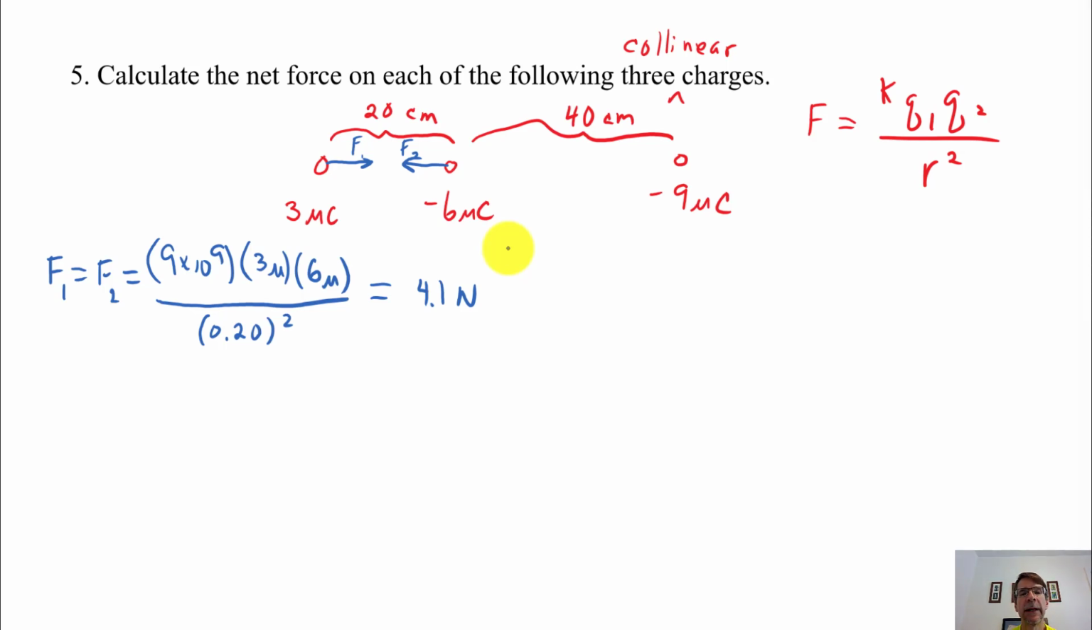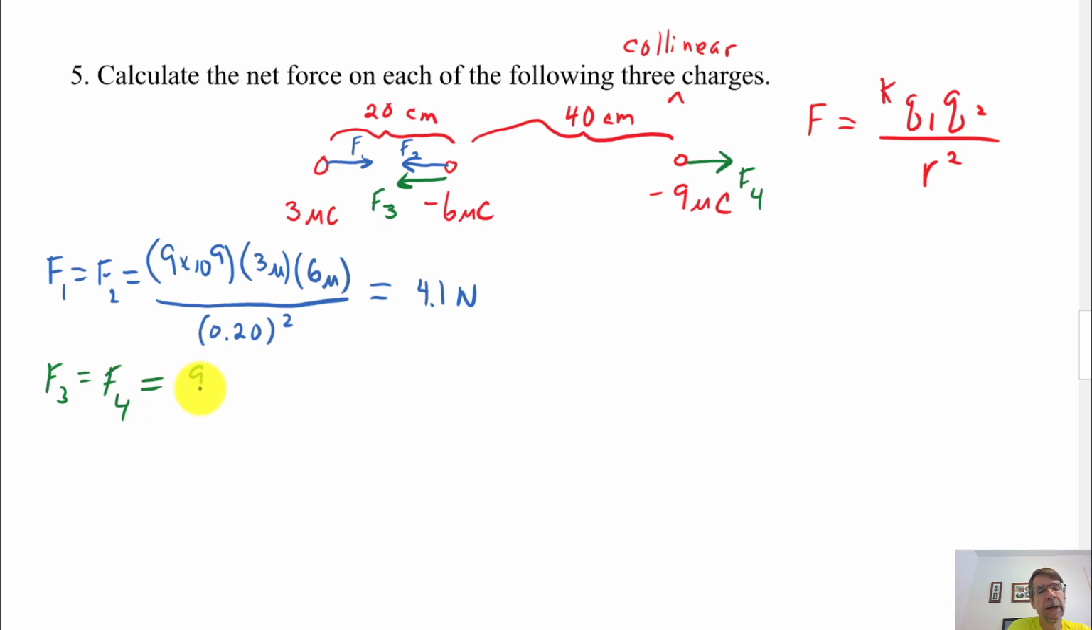Alright, now I'm going to take the -6 and the -9. They repel each other. So I'm going to show that in green. Maybe hopefully green shows up. They repel each other. Alright, so I'm going to put 2 arrows that show that they're repelling. But I'm going to call that F3 and F4. Right, F3 and F4. Now F3 equals F4 once again. It's the same format.